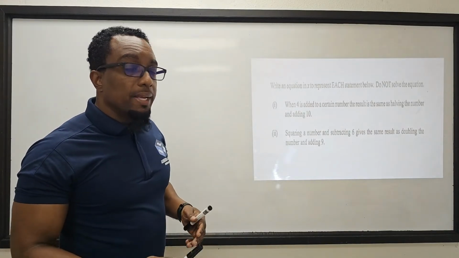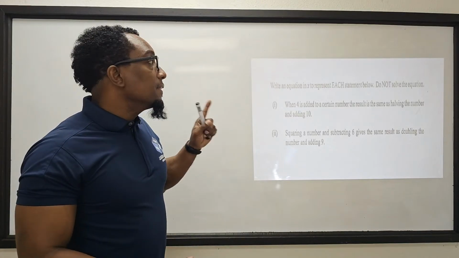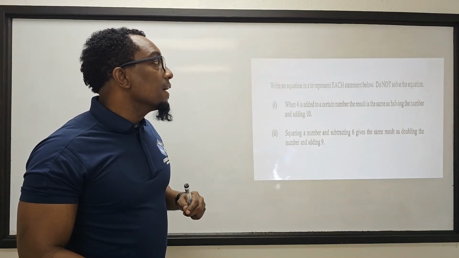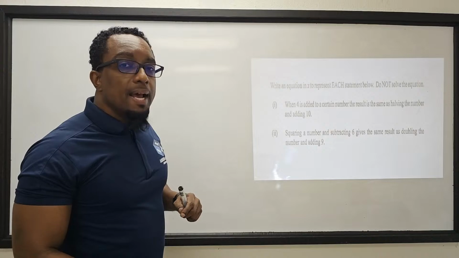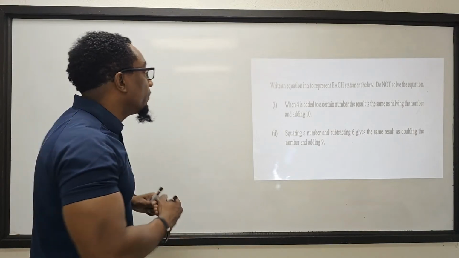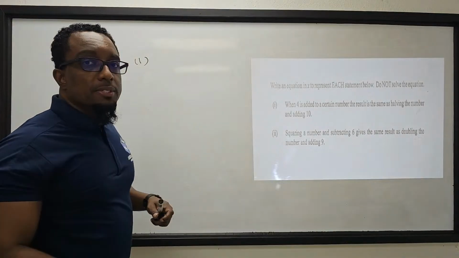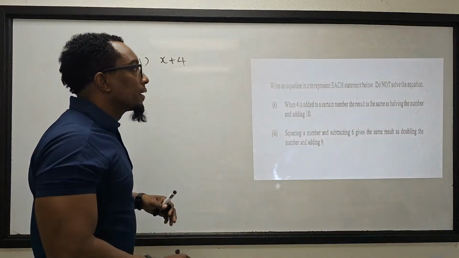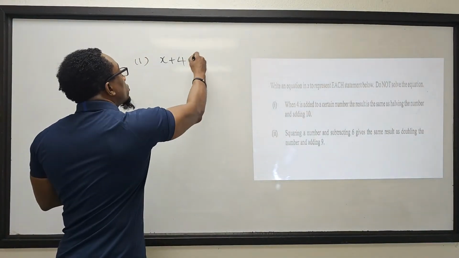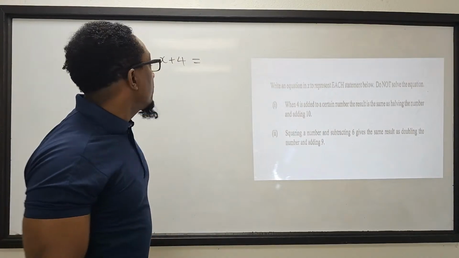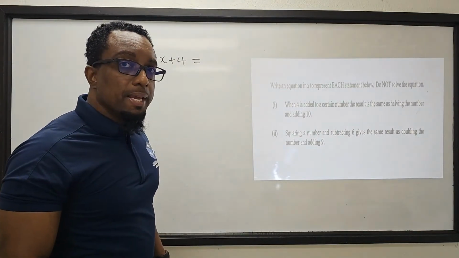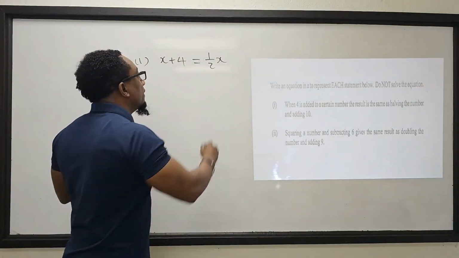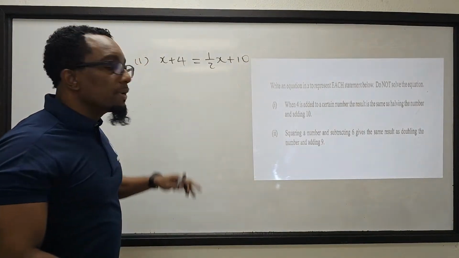Let's write an equation. When 4 is added to a certain number, the result is the same as halving the number and adding 10. So when 4 is added to a certain number, we don't know the number, let's call the number x. 4 is added to that number. The result, what is it equal to? Half the number, remember the number is x, and adding 10. That is your equation that we created.